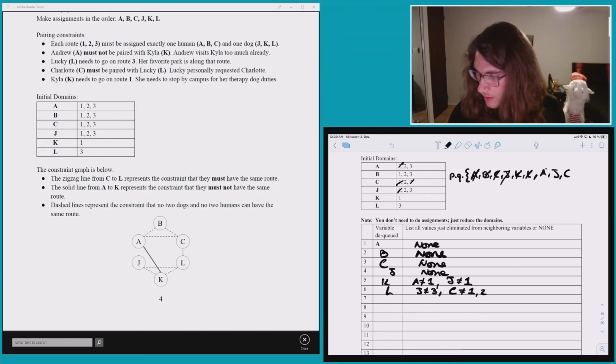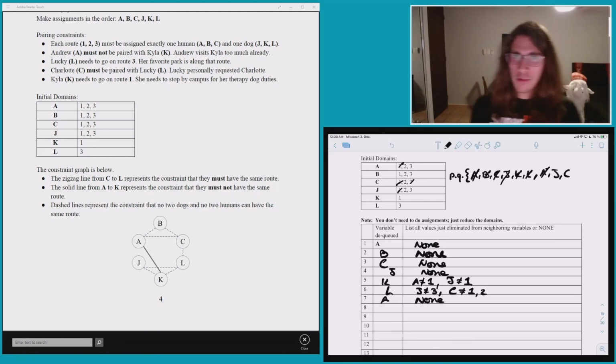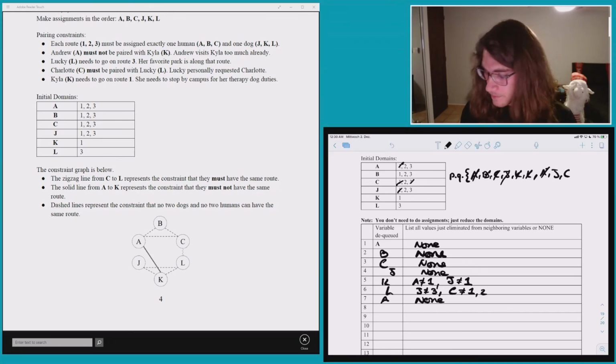Now I take A off the prop queue. A has 2 possible values, so it's still fairly flexible, as in no values of the other variables conflict with A being both 2 or 3. Same story with J. It still has 2 values in its domain.